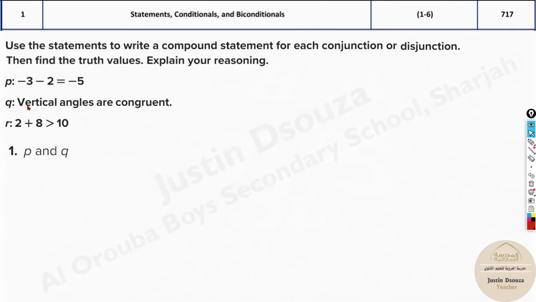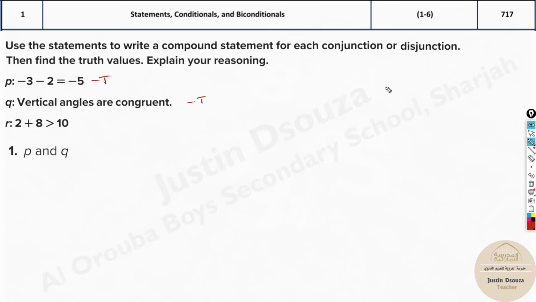Now let's read the statements. First statement, P: -3 minus 2 is equal to -5. Now you need to analyze whether it's true or false. Yes, absolutely, this is true, right? So I'll just write T. Vertical angles are congruent. Are they congruent? Are these two angles congruent? Yes, they are equal to each other. So again, this is true.